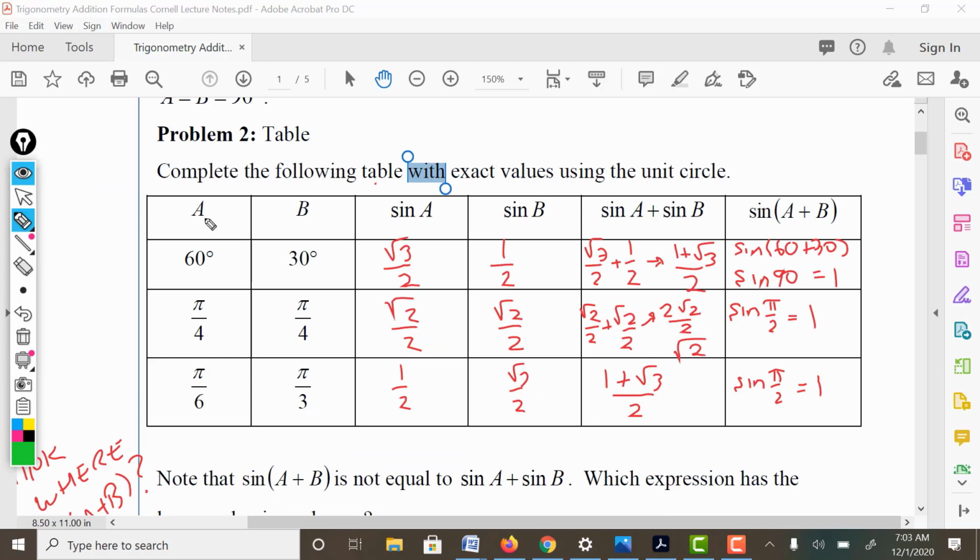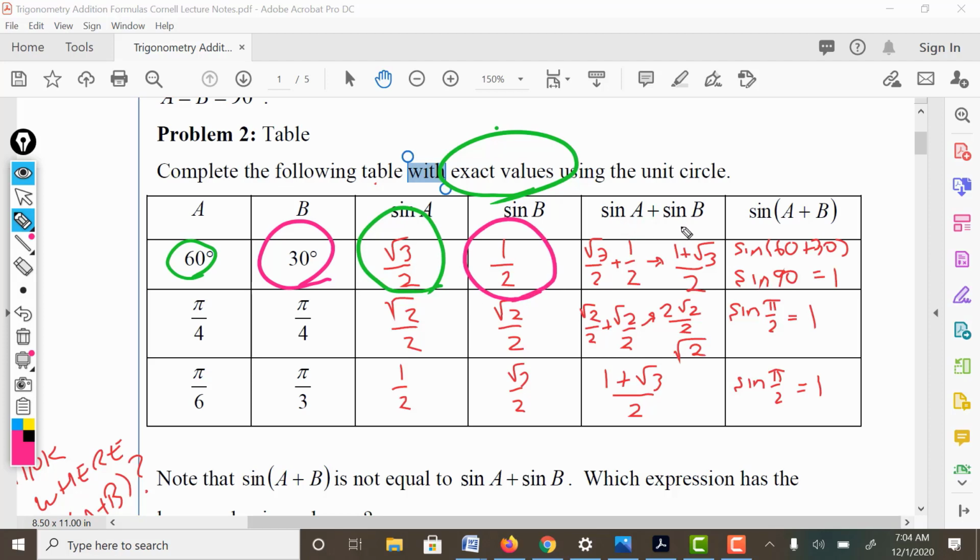So let's say A is 60 and B is 30. Well, the sine of 60 would be radical 3 over 2 using the unit circle. Okay, we're not going to be using decimals in this section at all. We'll be using exact values. If B is 30, sine of B is 1/2.